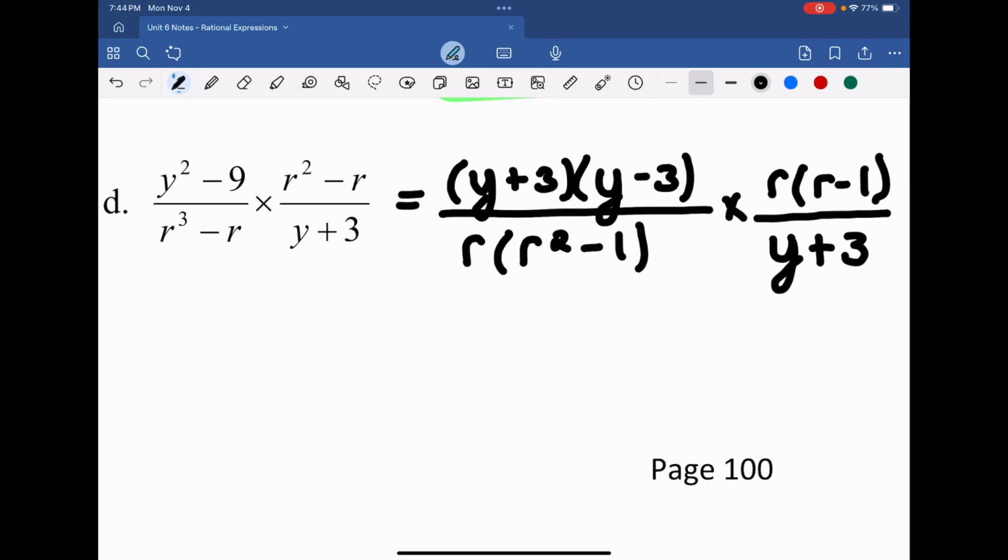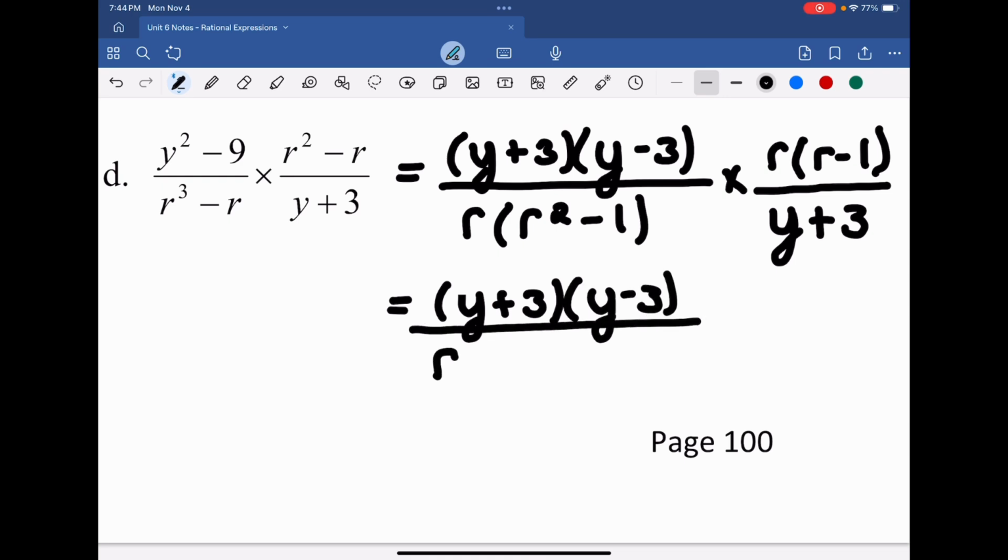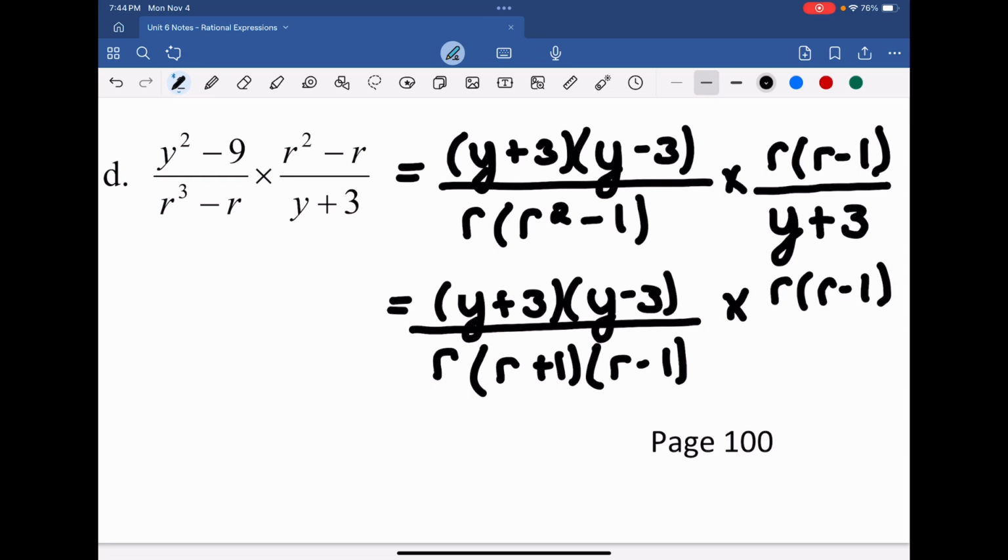y plus 3. Now, just as mentioned, when we factor out an r from this denominator here, what we realize is that we can actually factor it again. So what I'm going to do is write this as the following. In the numerator, still y plus 3 and y minus 3. In the denominator, instead of r and then r squared minus 1, it's going to be r plus 1, r minus 1. And then this is going to be multiplied by r minus 1, all over the y plus 3.